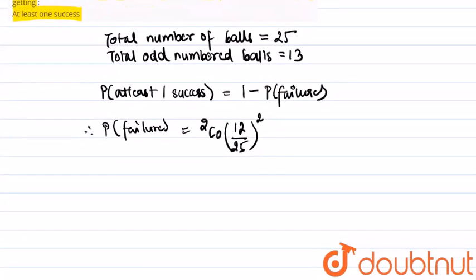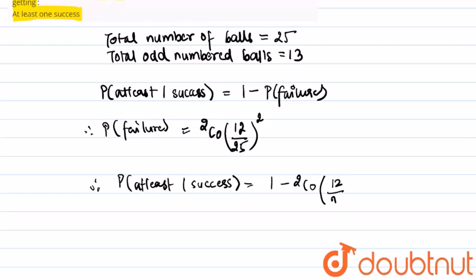So from this we get that the probability of at least one success is equal to 1 minus 2C0 (12/25) the whole square. So this is our final answer.